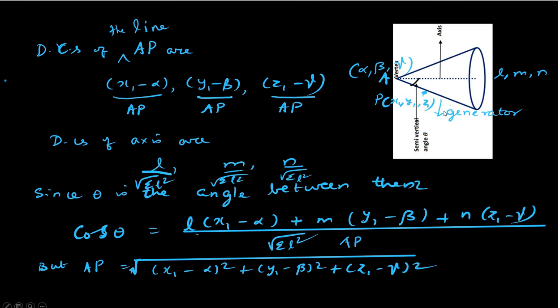So direction cosines are given by x1 minus alpha by AP, y1 minus beta by AP, z1 minus gamma by AP. Already the direction ratios of the axis are known, so we can write out the DCs. So these are the DCs of that axis.